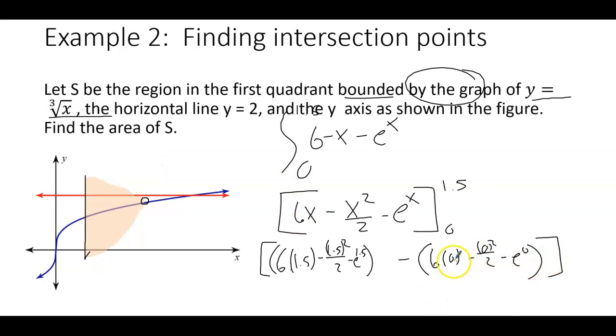Now we got to be careful here. These are both 0, but e to the 0 is not 0. E to the 0 is 1. So we have minus a -1 there. Why is it negative? Because there's a minus in front of it.